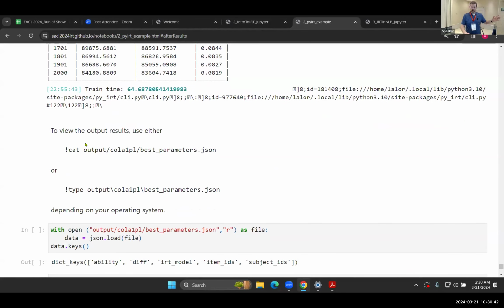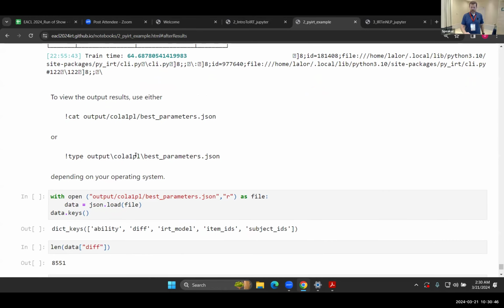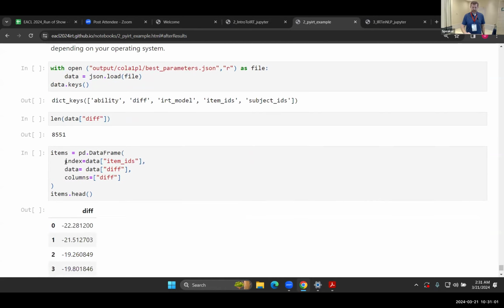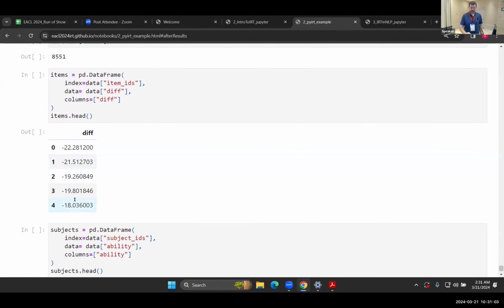If you want to view the raw results, you can just run a command, whether you're using Windows or not, to display that in your command line. In this example, I think we have 48-some thousand. So I'm not going to do that because it's just huge. But we can read it in. We take our best parameters JSON file, read it back into Python. And we can see here now we've got our item difficulties.